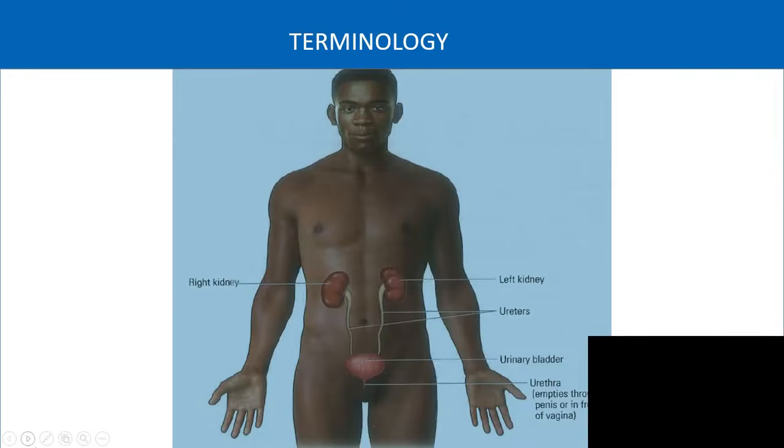So BPH means benign prostatic hypertrophy, like prostatic tissue enlargement or prostate gland enlargement. Next, suprapubic cystoscopy. Okay, cystoscopy via a suprapubic opening.